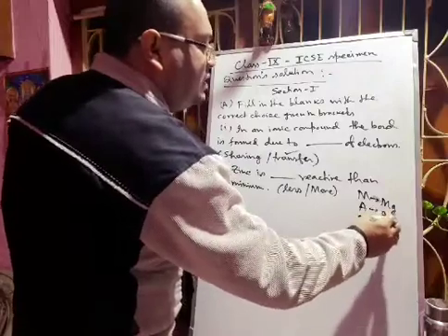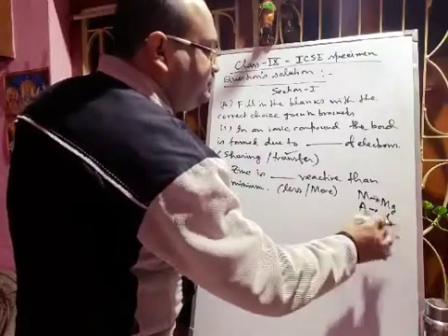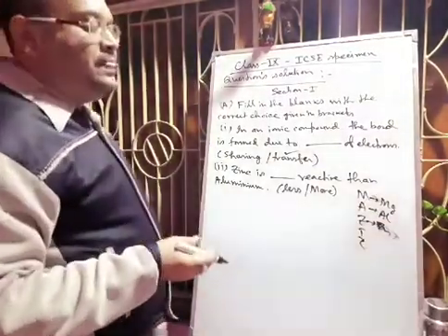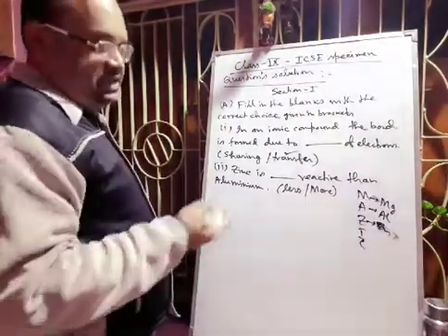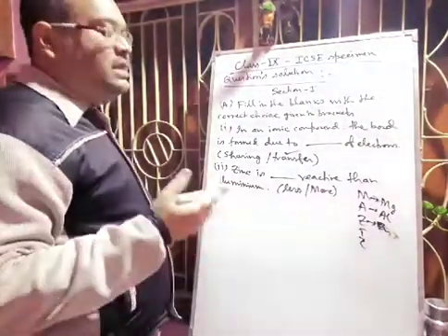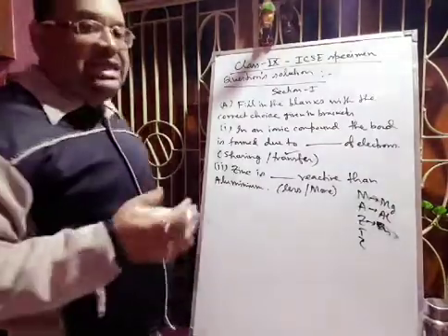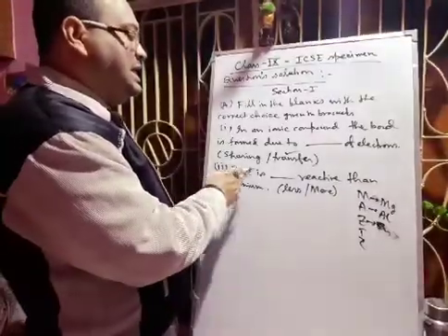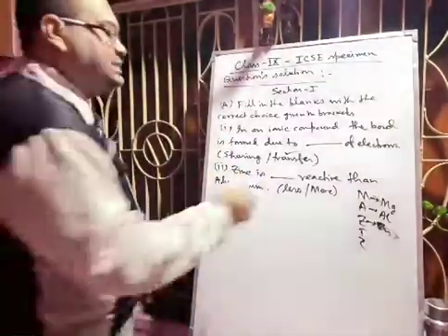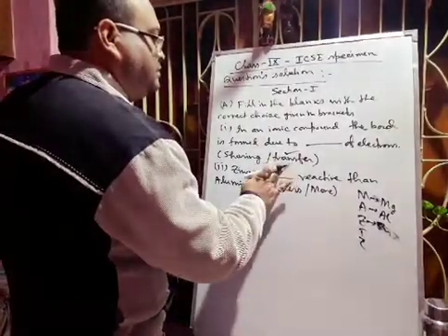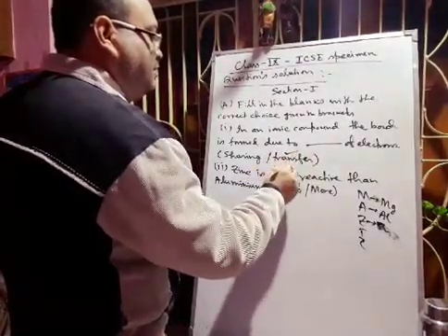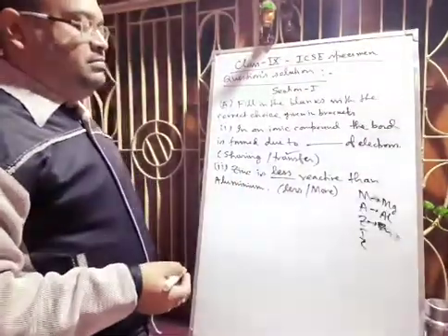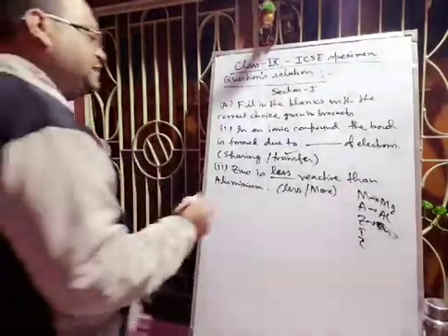So definitely aluminium is placed above zinc. Aluminium reactivity will be higher compared to zinc. As aluminium reactivity is higher compared to zinc, here you have to write zinc is less reactive than aluminium. Next question.